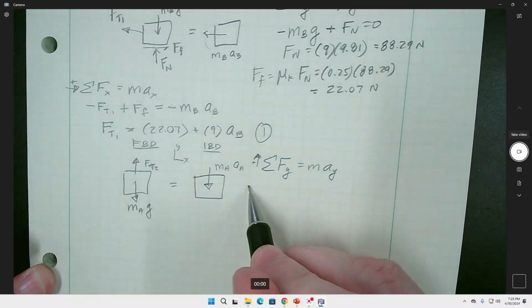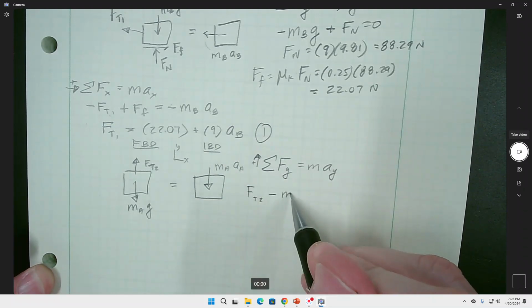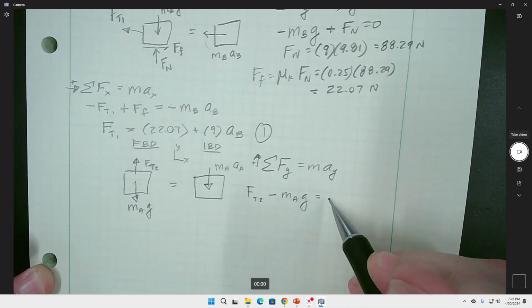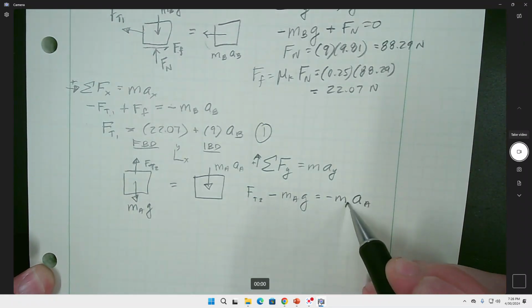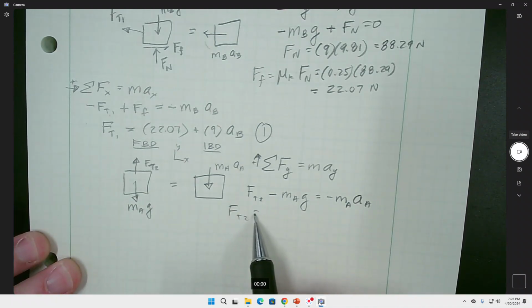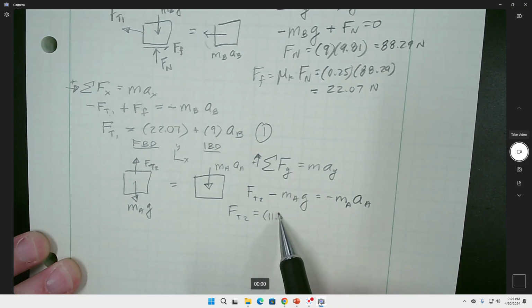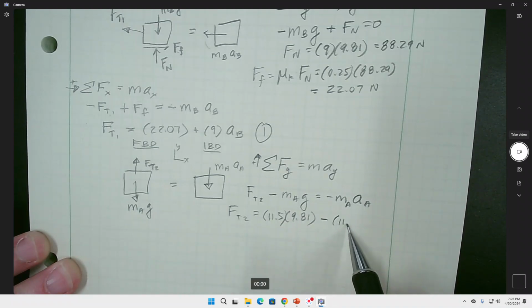So we're going to have FT2 minus MAG equals negative MAA. These A's right there. Okay. So FT2 is going to be equal to, where did you go here? You're going to be 11.5 times 9.81 and then minus 11.5 times AA.